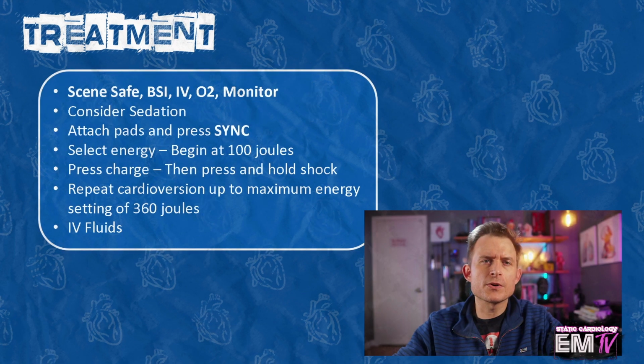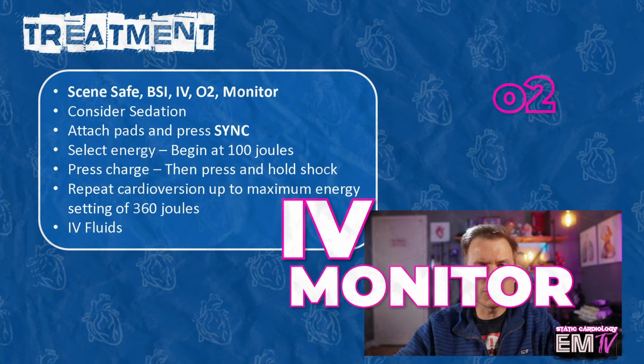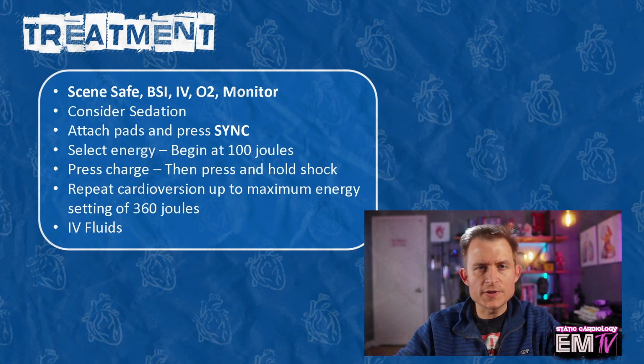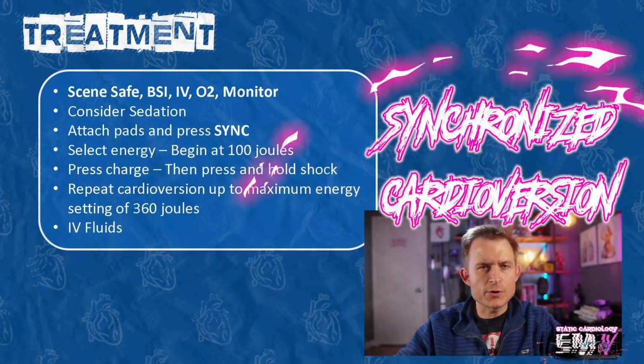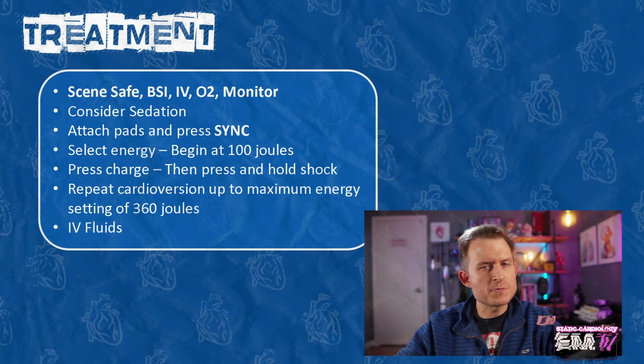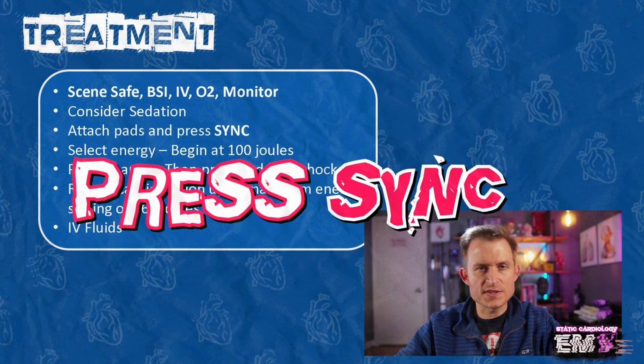Just like with all my other cards, I'll begin treatment by regurgitating the mantra: Scene safe, BSI, IV O2 monitor. Now, because we've determined this patient is unstable, and unstable gets the cables, I'll be performing a synchronized cardioversion. If this patient were alert, I would consider sedation, but because he is only withdrawing to painful stimuli, he is considered adequately sedated. I'll attach defibrillation pads to my patient's chest and press the sync button.